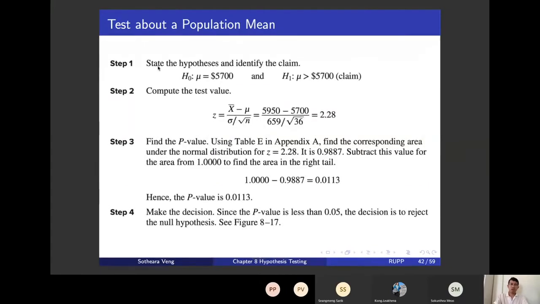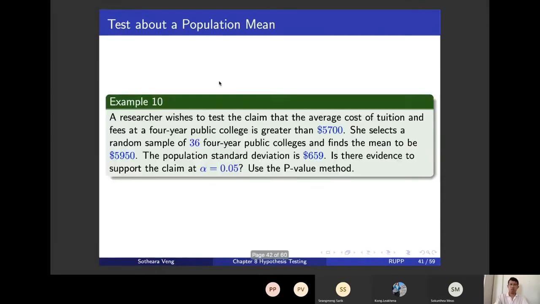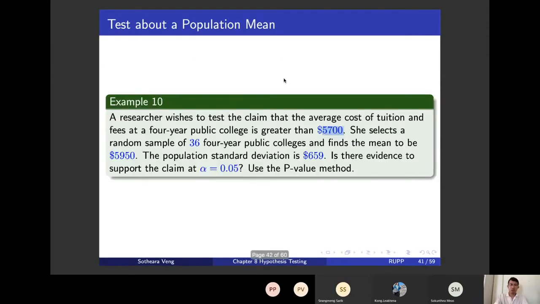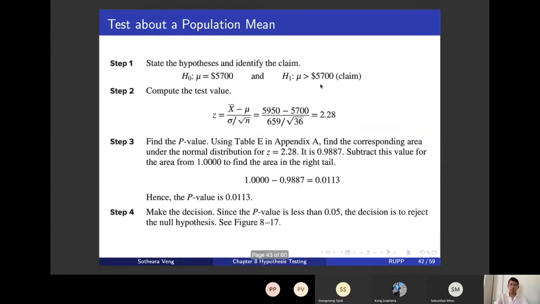So to summarize, first of all, as in the previous example, you have to state the hypotheses and identify the claim. The initial value is this, and this is our claim. The researcher claimed that the average tuition fee at a 4-year public college is greater than this value. It is the claim of the researcher.